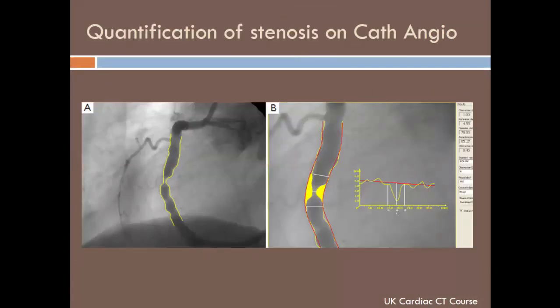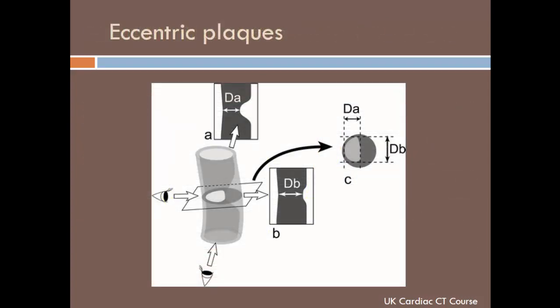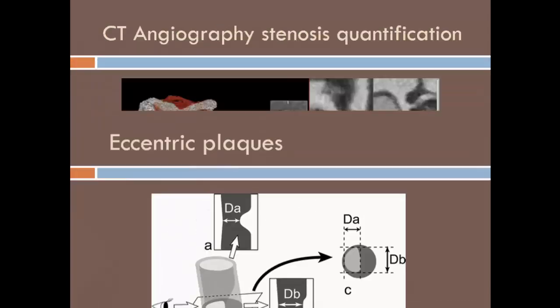On invasive angiogram, we have tools to quantify the degree of stenosis, QCA methods, but they're, I think, rarely used in practice. So most of the time, as cardiologists, you would visually try to quantify the degree of stenosis. And we know the limitations of single projections, particularly on any technique. Most of the plaques we have in the coronary arteries are eccentric, so you can underestimate the degree of stenosis or overestimate the degree of stenosis.